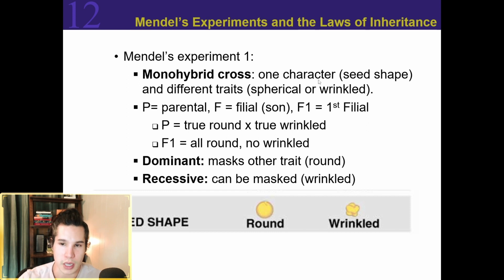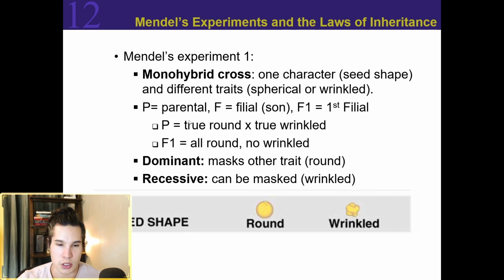So that's where one characteristic is looked at, and that's going to be seed shape in this case. So mono meaning one, a monohybrid cross. One characteristic is looked at, and that characteristic, seed shape, could have 2 different types. In this case, it was spherical or wrinkled.